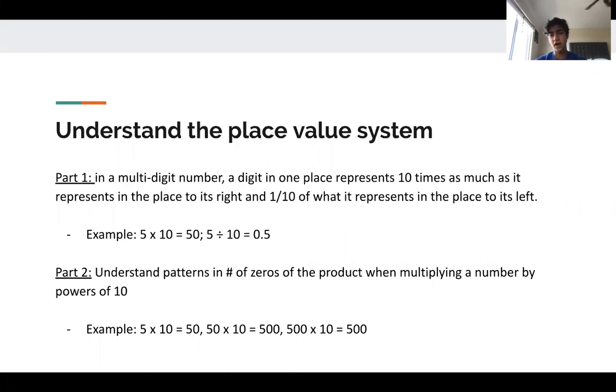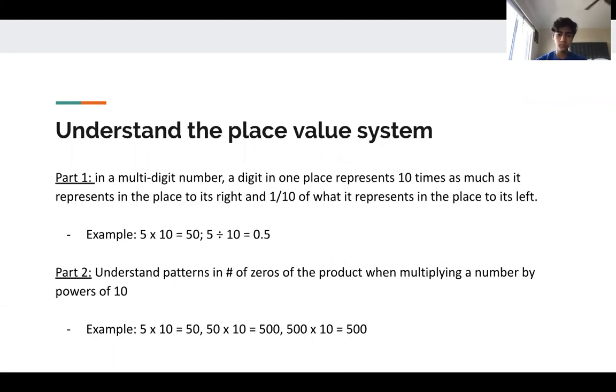Let's look at the number 5, for example. If we were to multiply it by 10, then we would get the number 50, which is 10 times as much as the number to its right, which is 5. Now, if we took the number 5 and divided it by 10, we would get 0.5, and 0.5 is 1/10 of the number 5. So pretty simple to understand. Just know that when you multiply by 10, you're going to have a number that's 10 times the value of the number you started with. And when you divide by 10, you're going to have a number that's 1/10 of the value that you started with.